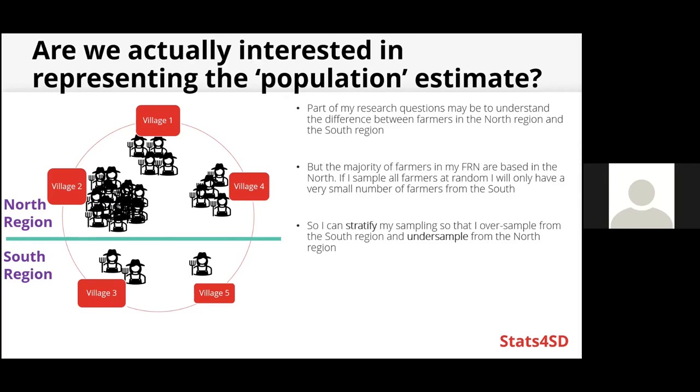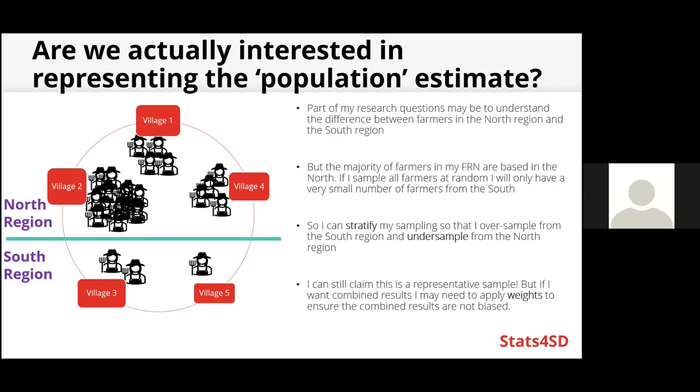So this is where I would think about stratifying my sampling approach. Instead of trying to get a population estimate, I would be trying to get a group estimate: a group estimate of the north region and a group estimate of the south region. So I would intentionally oversample from the south region, where there are fewer farmers, to make sure I have a large enough sample size, and undersample from the north region, because there are so many farmers there that I don't need to have so many in the final sample that I get.